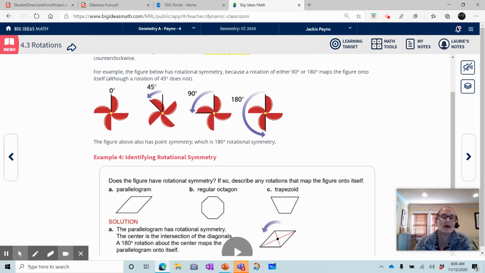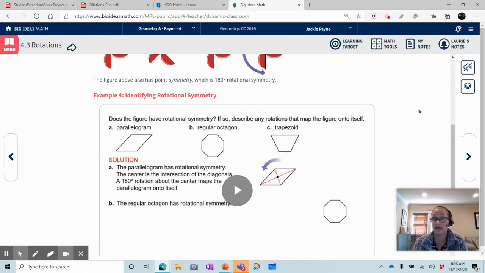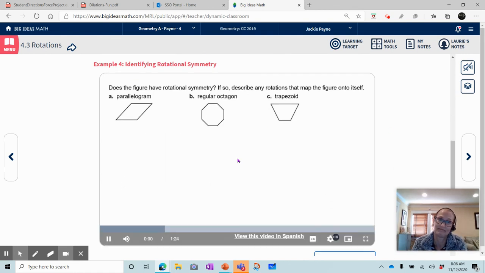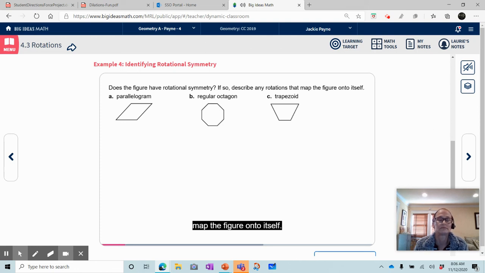For example, this figure has rotational symmetry because you can move it 90 or 180 degrees so that it maps onto itself. But if you only move it 45, then it looks different. See, it looks shifted from here to here, but it looks the same from here to here or here to here. So that's all we're going to do with that, really: identify it. And here's an example. Does the figure have rotational symmetry? If so, describe any rotations that map the figure onto itself. A. Parallelogram. B. Regular octagon.